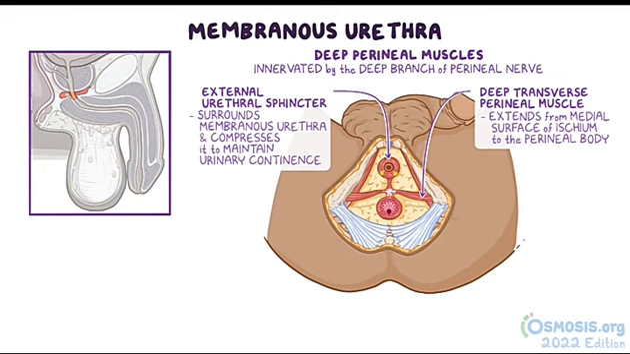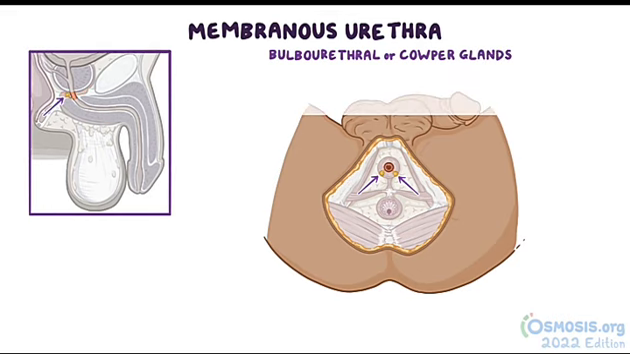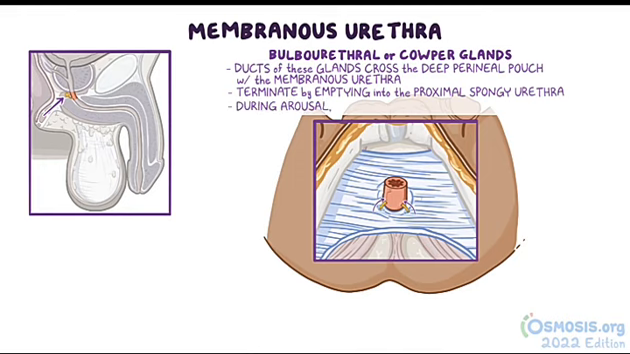Now, in the deep perineal pouch, posterolateral to the membranous urethra, are a pair of P-shaped glands called the bulbourethral or Cowper glands. The ducts of these glands cross the deep perineal pouch with the membranous urethra and terminate by emptying into the proximal part of the spongy urethra. During sexual arousal, these glands secrete mucus-like secretion into the urethra.